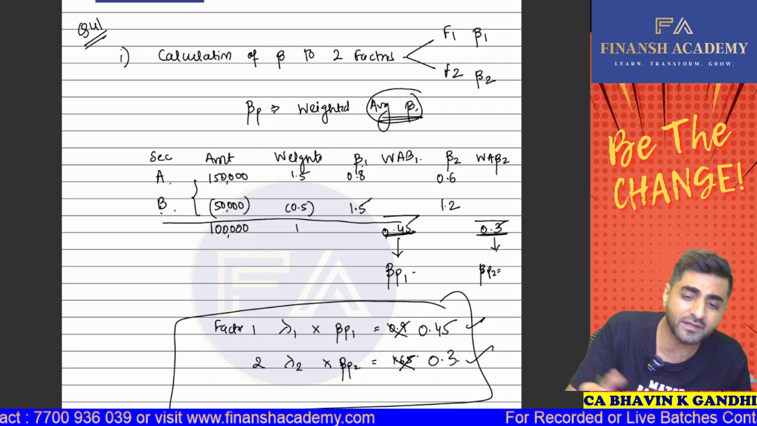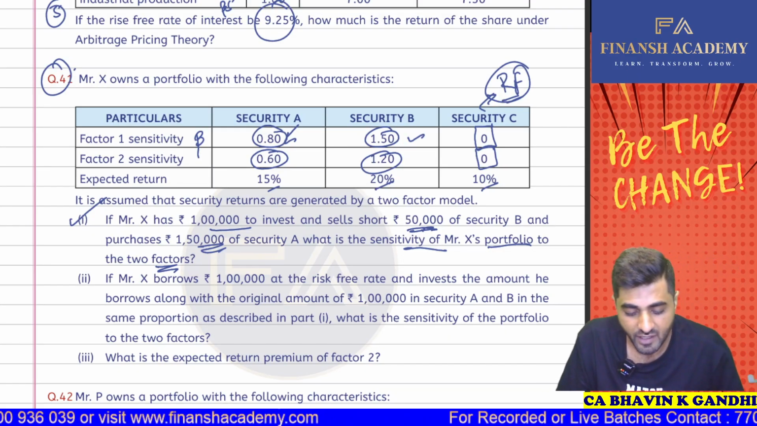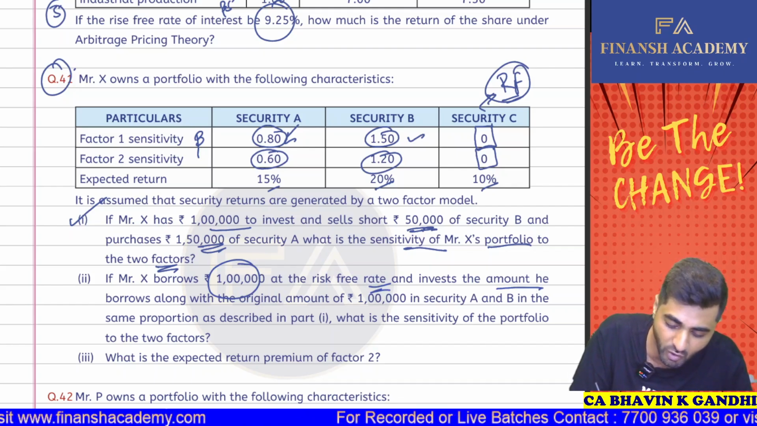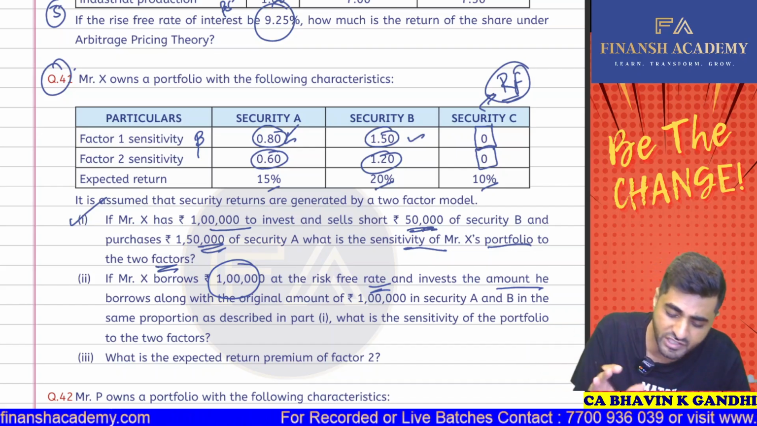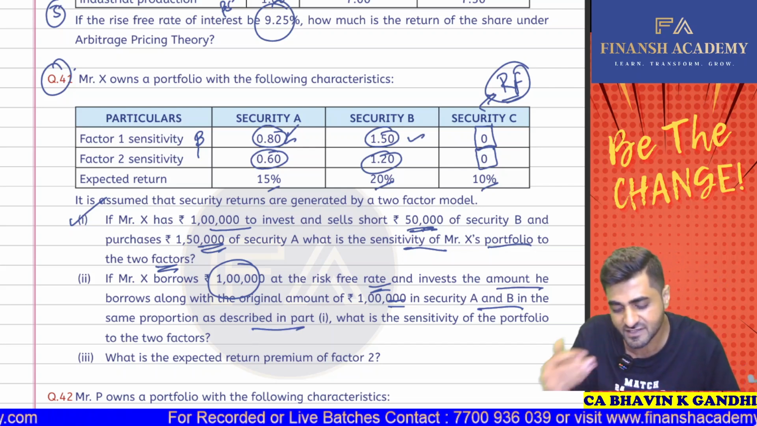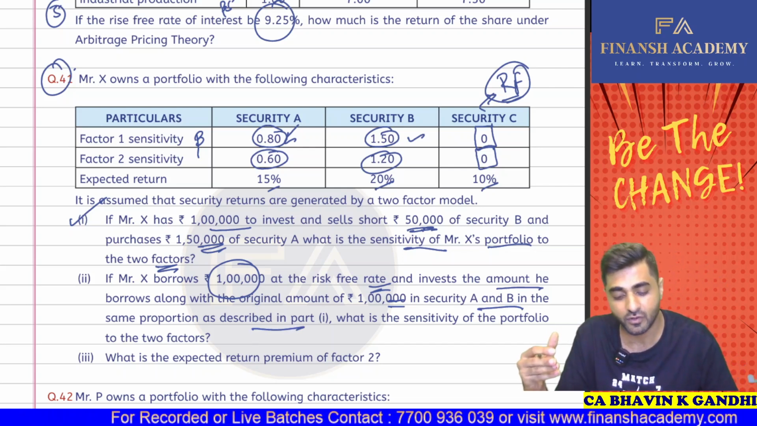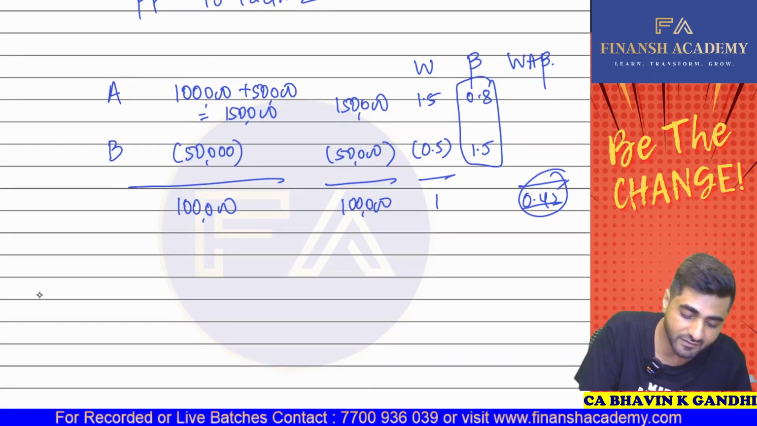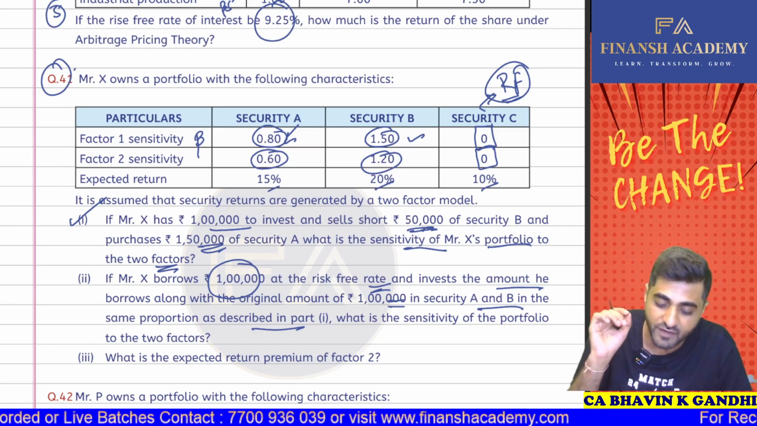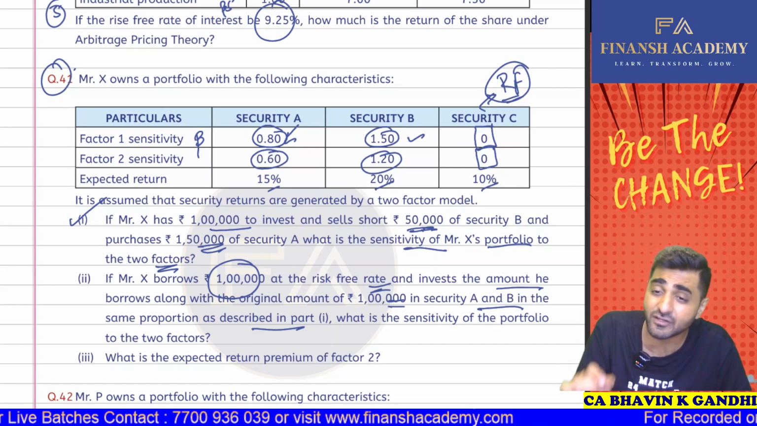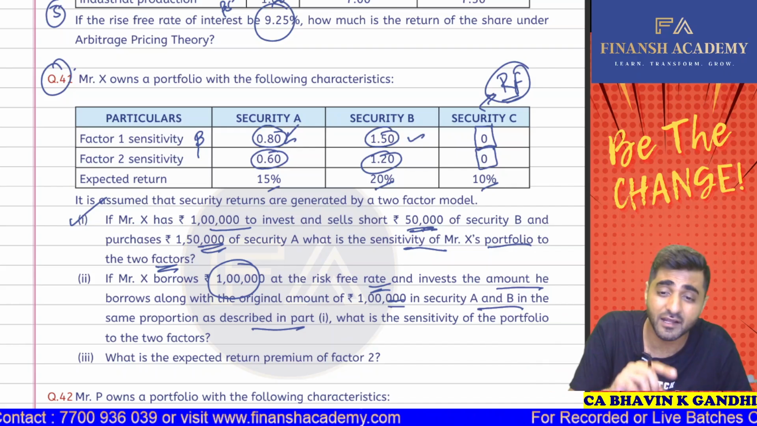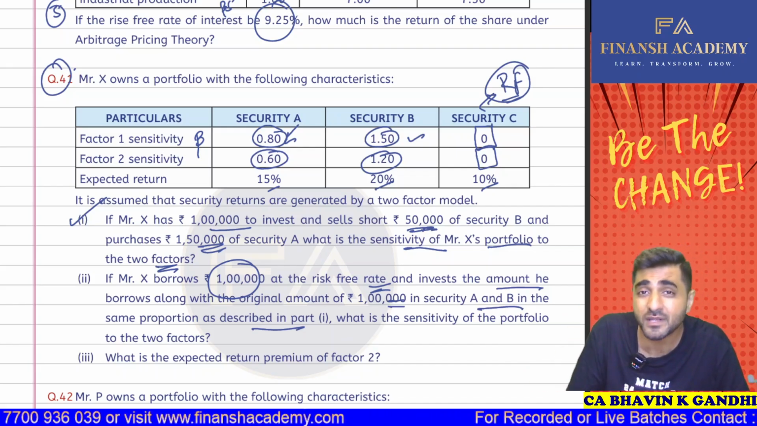Now, my dear students, what's the second part? If Mr. X borrows rupees 1 lakh at the risk-free rate and invests the amount he borrows along with the original amount of rupees 1 lakh in security A and B in the same proportion as described, what is the sensitivity of the portfolio? Now, in the second part, see what is happening. We are investing in security A and B in the same way as we did in the first part, but here we are borrowing rupees 1 lakh.